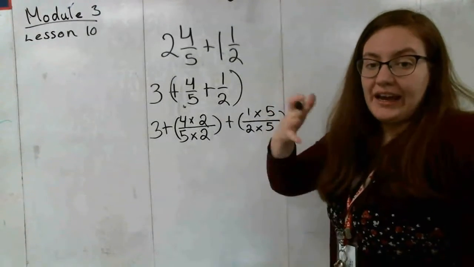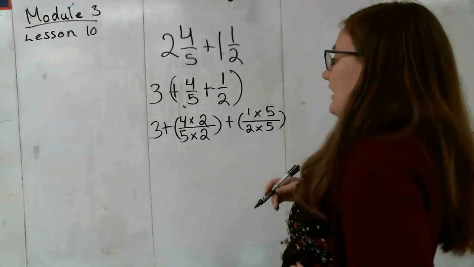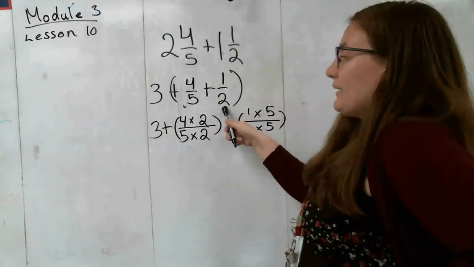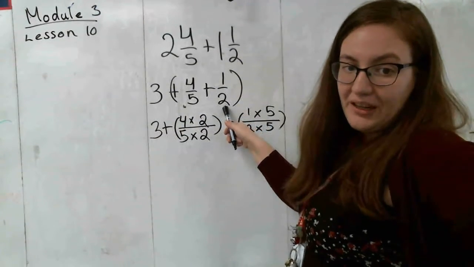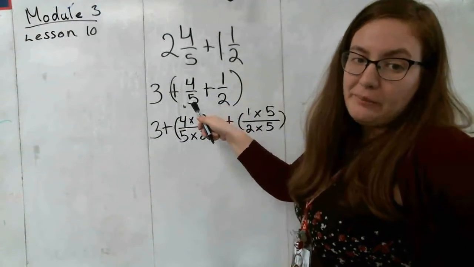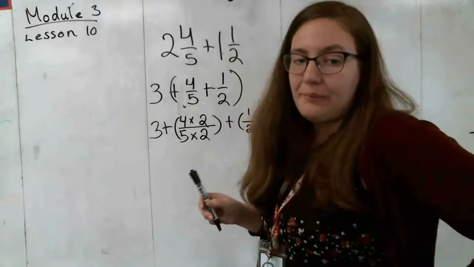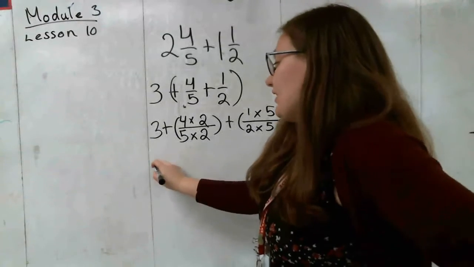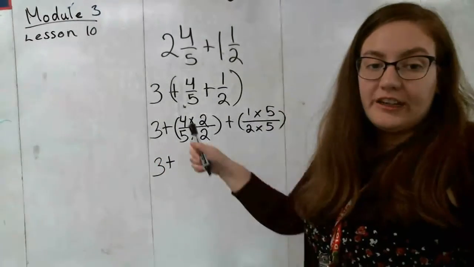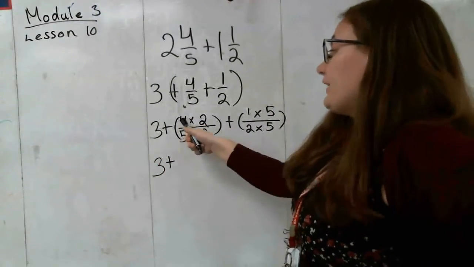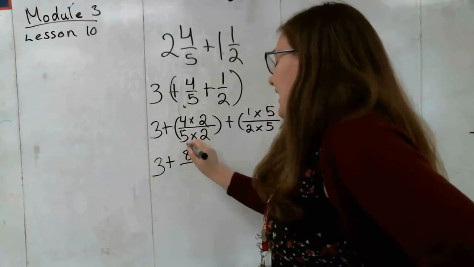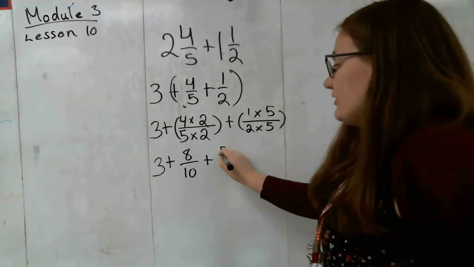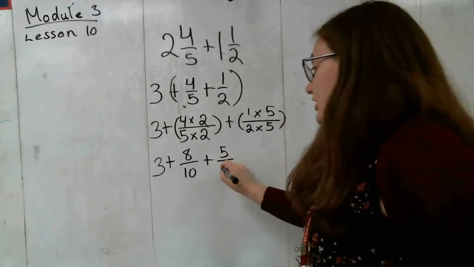And again, just like lesson 9, you'll see that we're kind of just multiplying by the number from the opposite side. So 4/5 is being multiplied by 2 because that's the denominator from the opposite side. 1/2 is being multiplied by 5 because that's the denominator from the opposite side. So now we need to solve for the multiplication. So we still have this 3 plus coming along. Remember, we don't want to forget it, so we want to keep bringing it down. But we're going to do 4 times 2, which is 8, and 5 times 2, which is 10. Then we add 1 times 5, which is 5, and 2 times 5, which is 10.